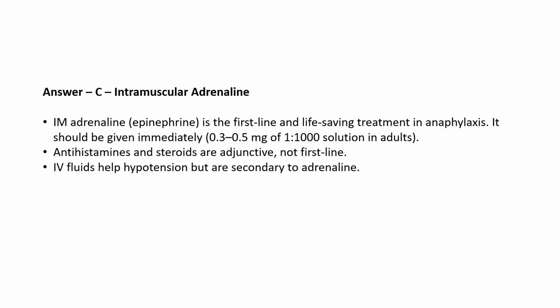So the answer here was intramuscular adrenaline. What is the dose? 1 in 1000, 0.3 to 0.5 mg. It's the first-line and life-saving treatment in case of anaphylaxis. It should be given very, very immediately. You don't have to secure an IV line, nothing. You have to give it IM. Antihistamines and steroids are only adjunctive. They are not first line. And IV fluids can help with hypotension, but they are only secondary to adrenaline, especially when it comes to anaphylactic shock.